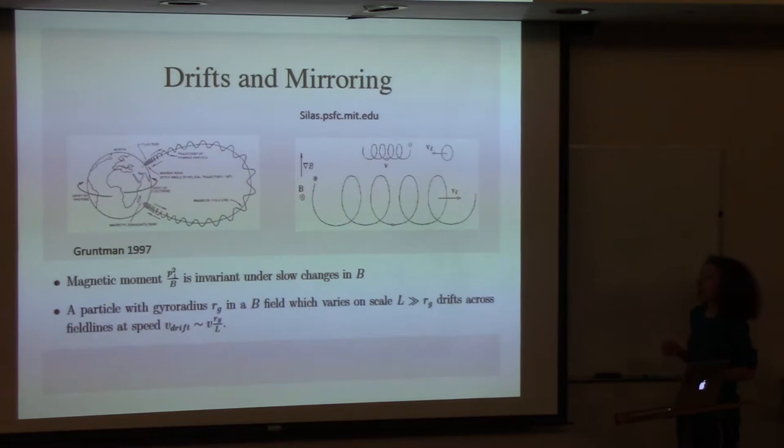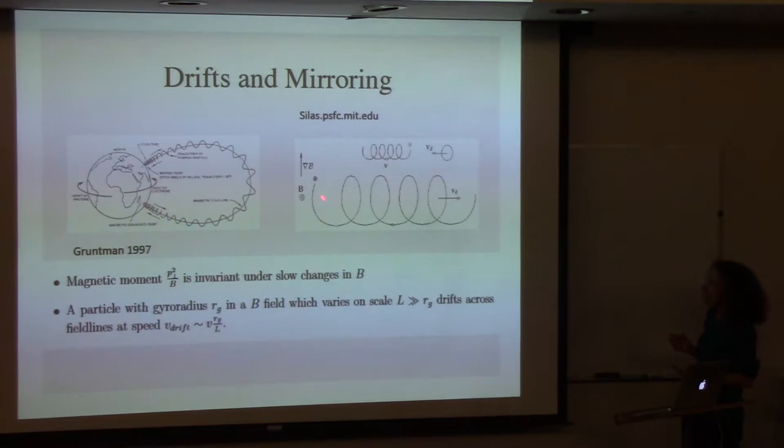And that's because the magnetic moment, which is the perpendicular momentum, perpendicular to the magnetic field, squared divided by V, is invariant. So as V increases, P perp must increase, and eventually P parallel gets as small as it can be, which is zero, and then the particle turns around.